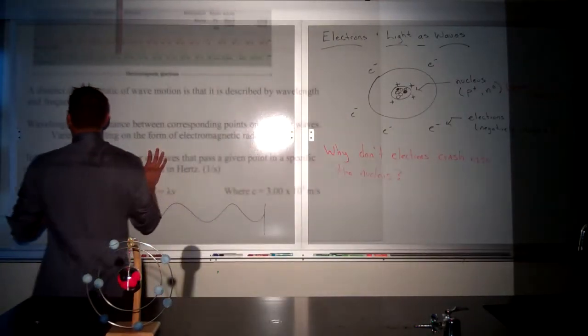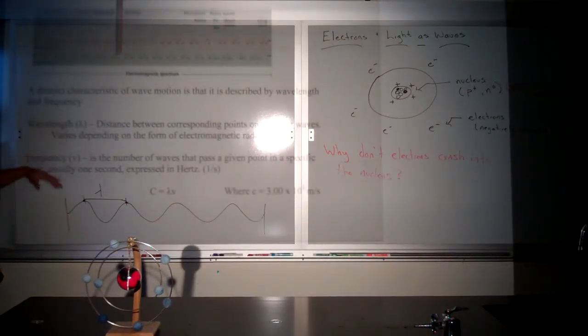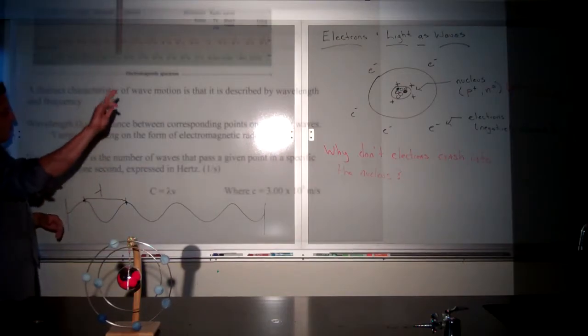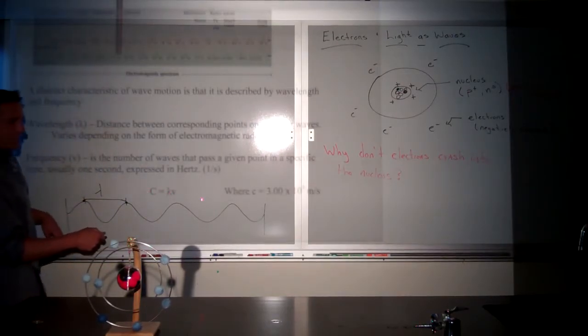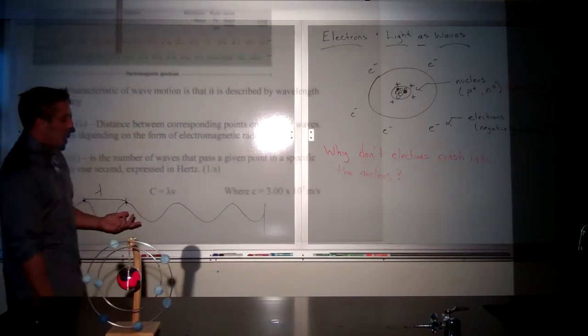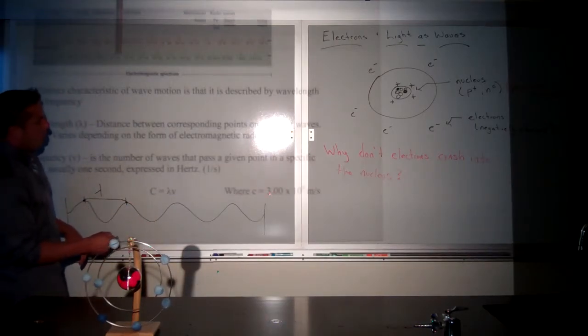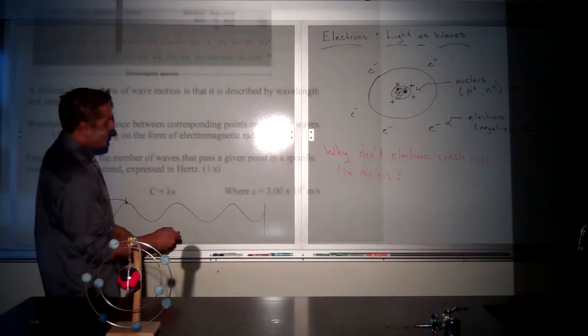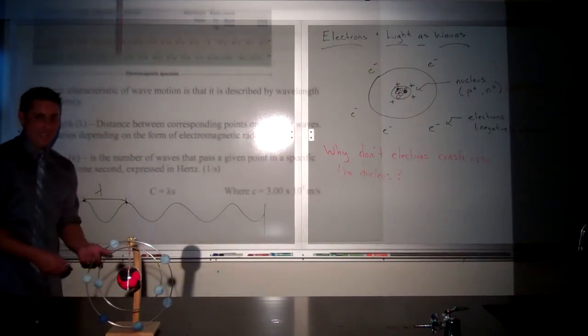So, there is an equation that mathematically links wavelength to frequency. It is listed right here. C equals lambda v, where C is a constant. It is known as the speed of light. C is equal to 3.00 times 10 to the 8th meters per second.